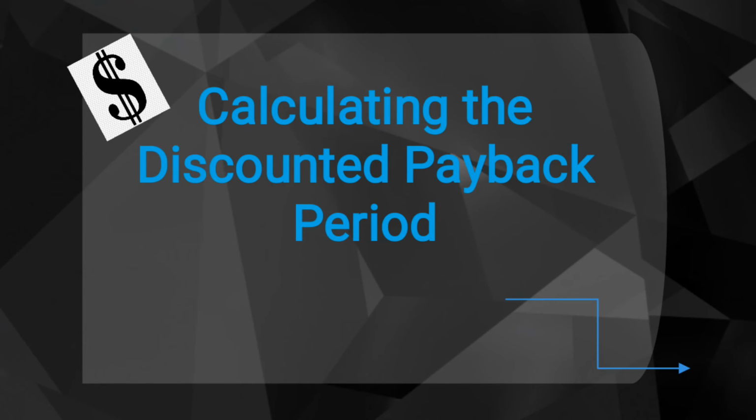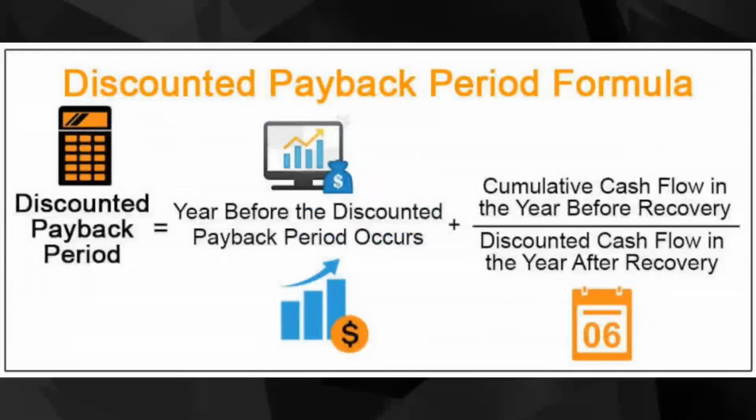Calculating the discounted payback period. Discounted payback period formula. Discounted payback period equals year before the discounted payback period occurs plus cumulative cash flow in the year before recovery over discounted cash flow in the year after recovery.